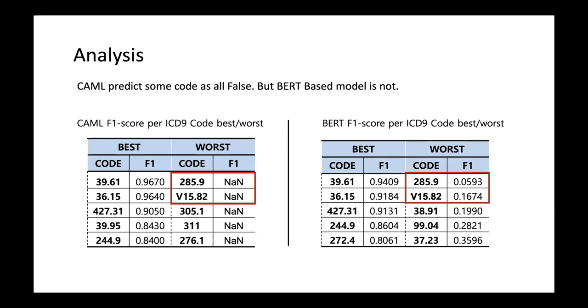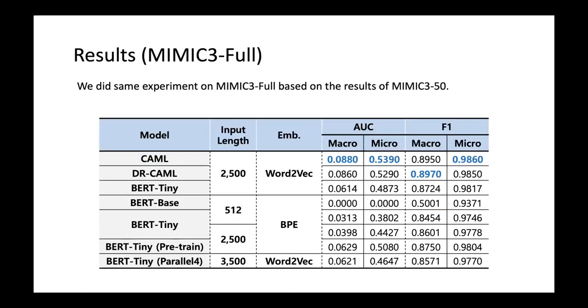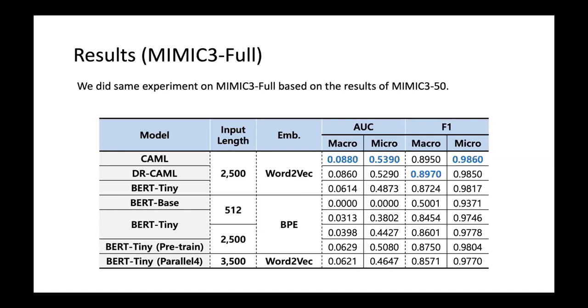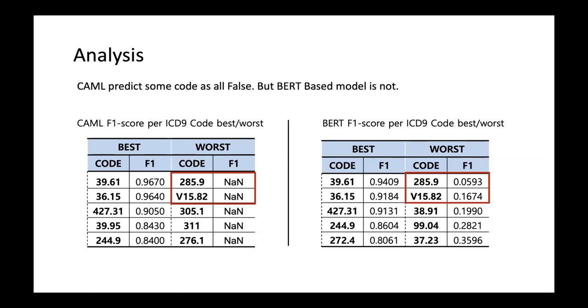Now, could you go back to the previous slide? Yeah, sure. So on Mimic 350, BERT tiny parallel was able to outperform the previous best, the CAML and DR-CAML, but not on Mimic 3 full. That's interesting. Okay, let's continue.